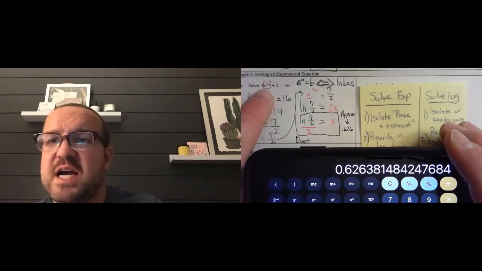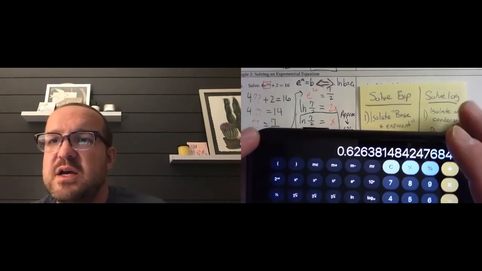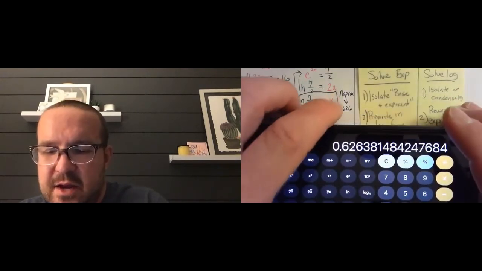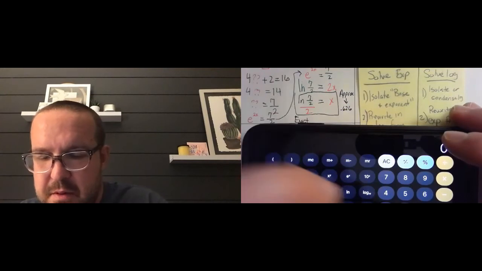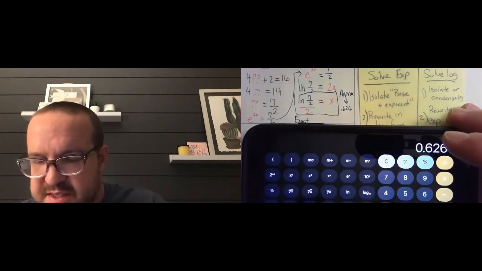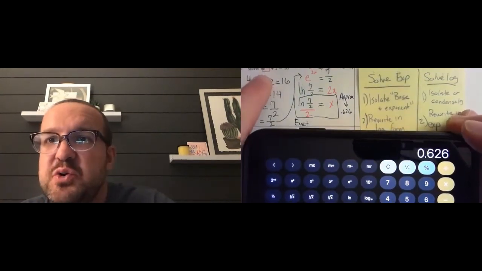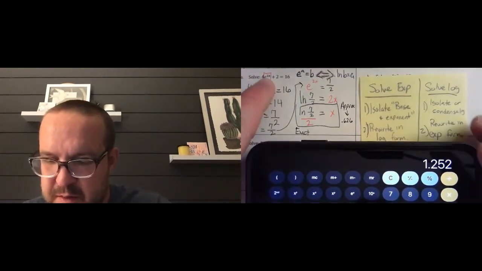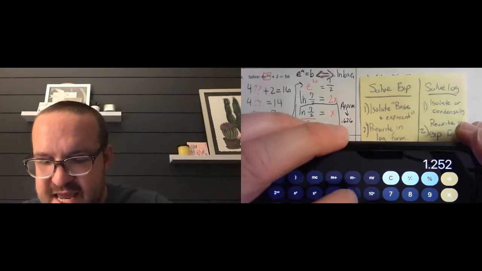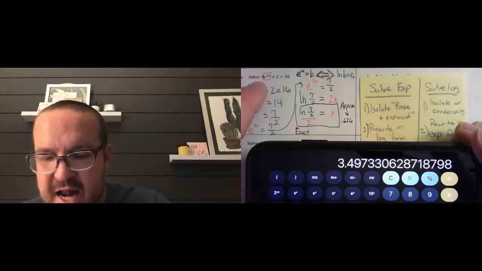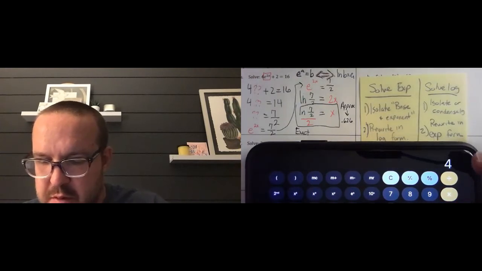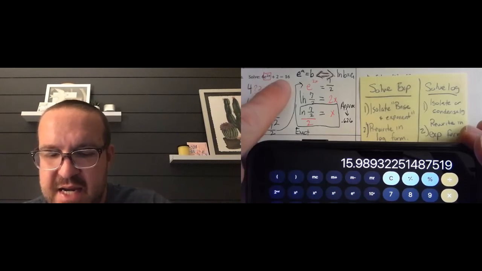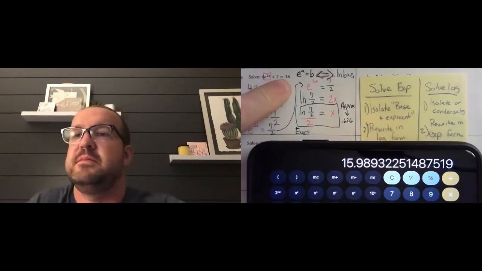Okay, again, we could check that out. We have 4 times e raised to the 2x. So in this calculator, I kind of have to do it backwards. Here is my number, 0.626. I'm going to take it times 2, because that's in the exponent. I'm going to raise it to e. I need to take it times 4 plus 2, and it's 15.989. There it is, 16.